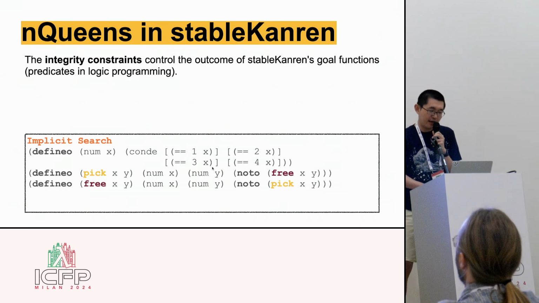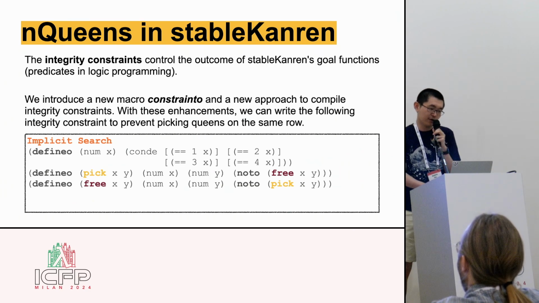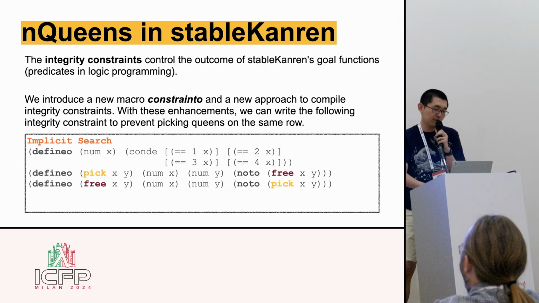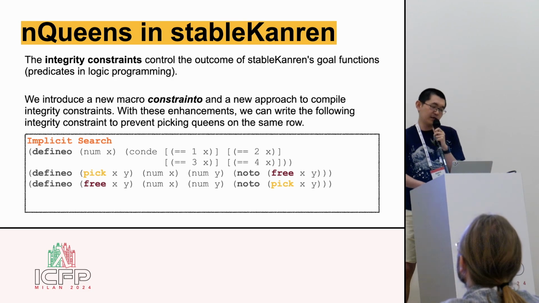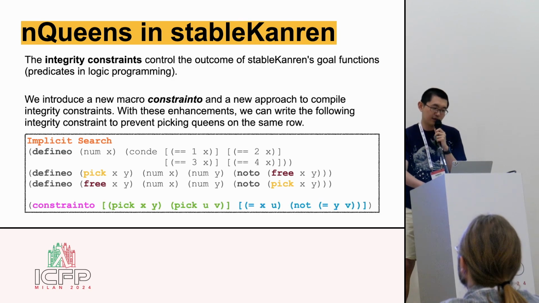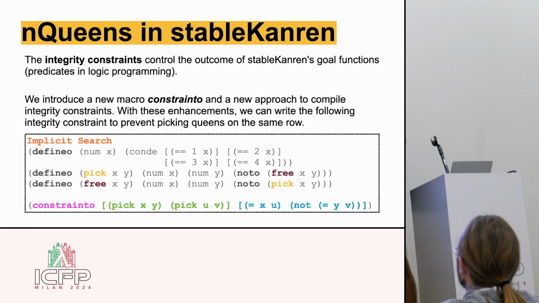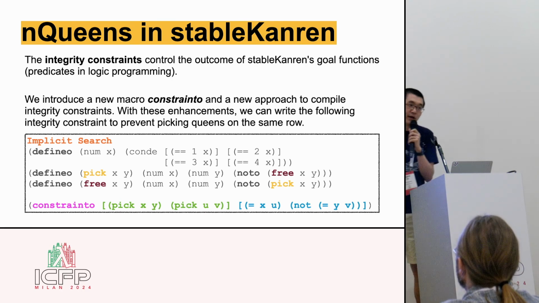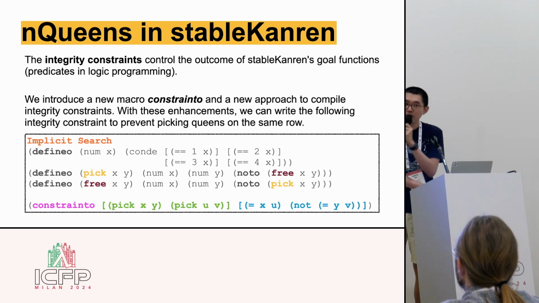Now we will introduce a new macro called constrainto and a new approach to compile these integrity constraints. And with all these enhancements, hopefully we can write something like this. It's called constrainto. If we pick two queens, and they're on the same row, we don't want this. So this one constraint basically says these two queens cannot be on the same row, okay? This is the goal we try to achieve.